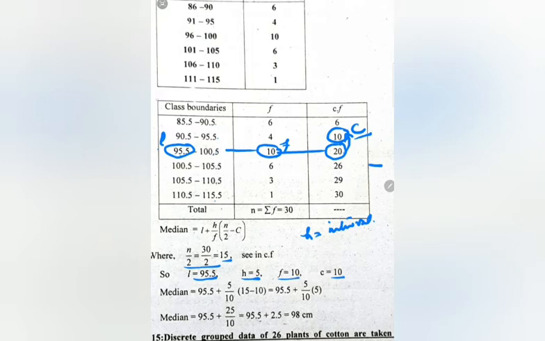And now you take all these values and put them in the formula. L is 95.5, h is 5, f is 10, n by 2 is 15 and C is 10. After that, to solve this, you use the BODMAS rule. First you calculate the bracket, after that multiplication and division, and then addition, and you will get the median. This is simple.